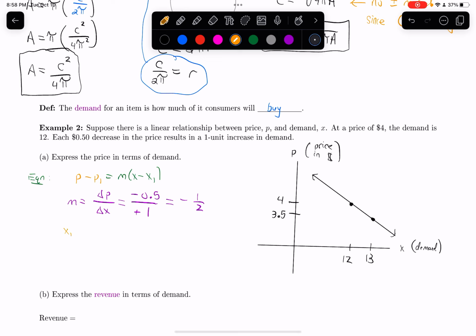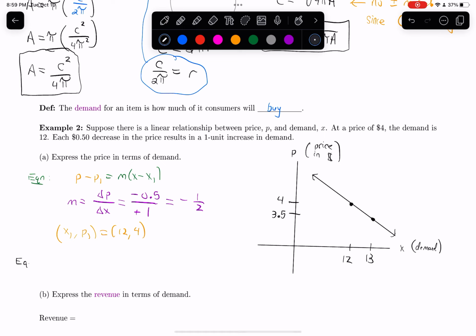So my x1, p1, I can use either point on the graph for that. Either one of these two. I think 12 and 4 is going to be a little nicer because it doesn't have decimals, but I could use either. So my x1 is 12, and my p1, the price, is 4. All right, let's plug this stuff in.